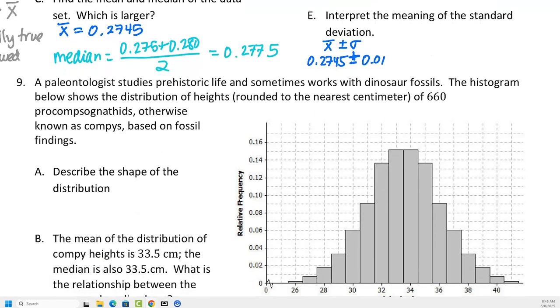Okay, and then I'll just write the two numbers here because it's pretty straightforward. If I subtract them, that's 0.27... It's 2645, isn't it? And if I add, isn't it 0.2845?